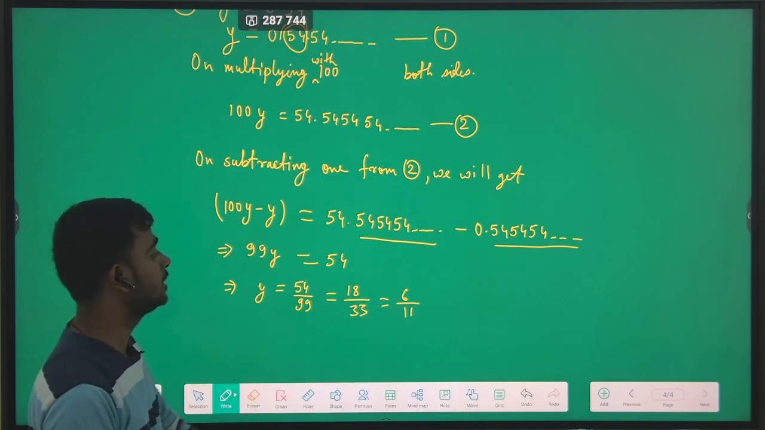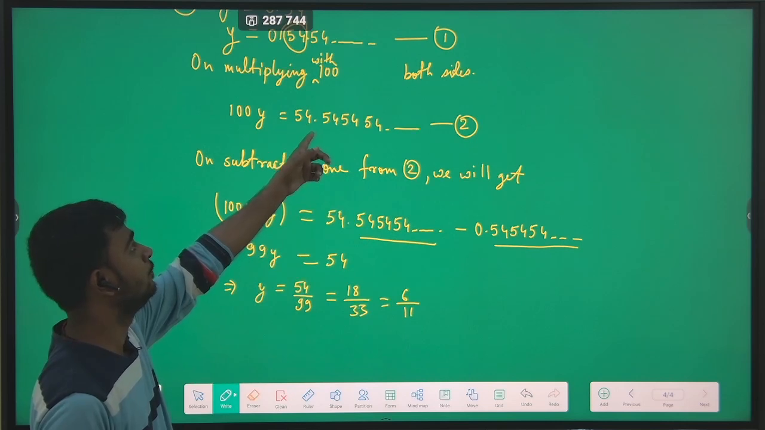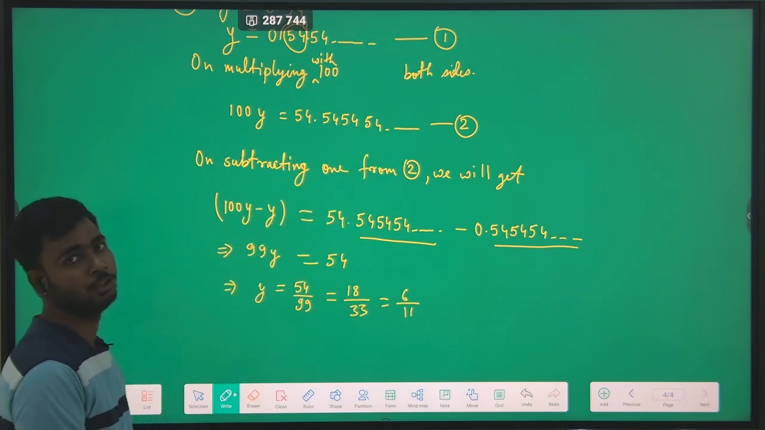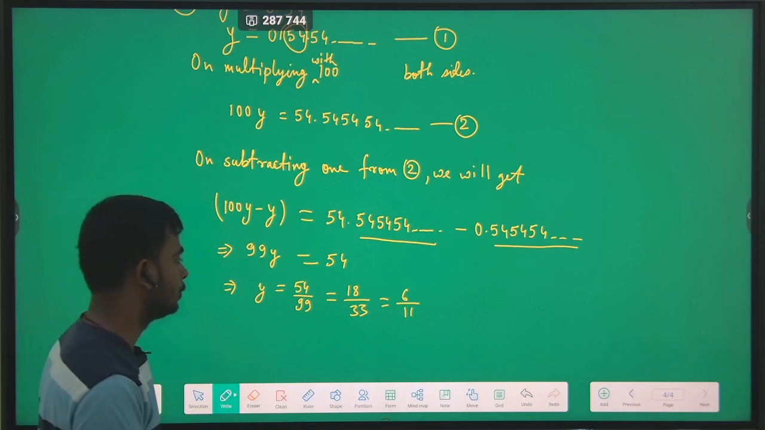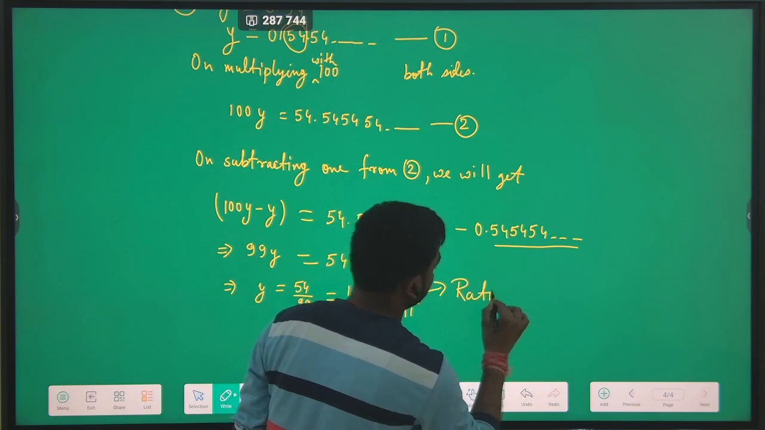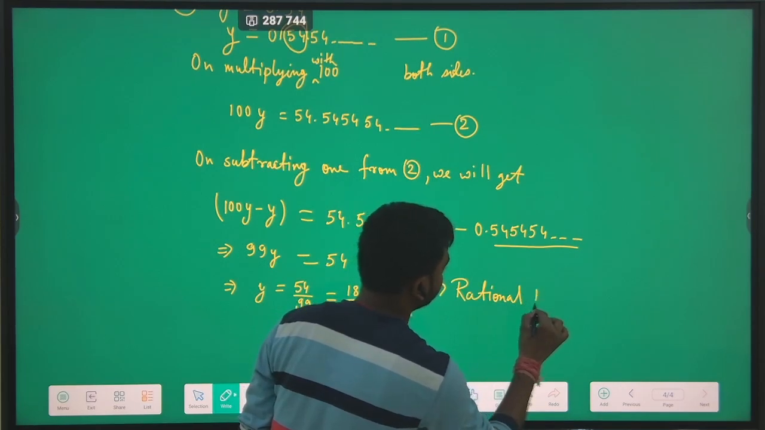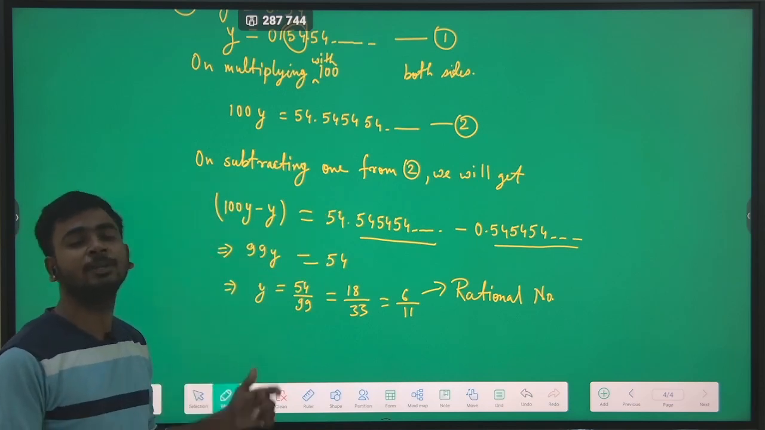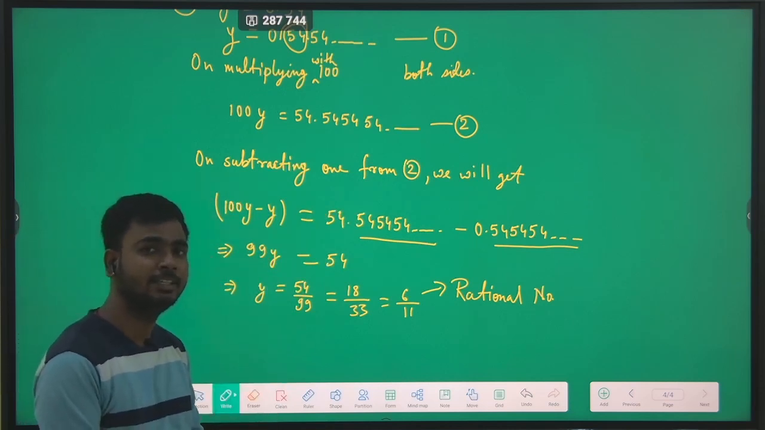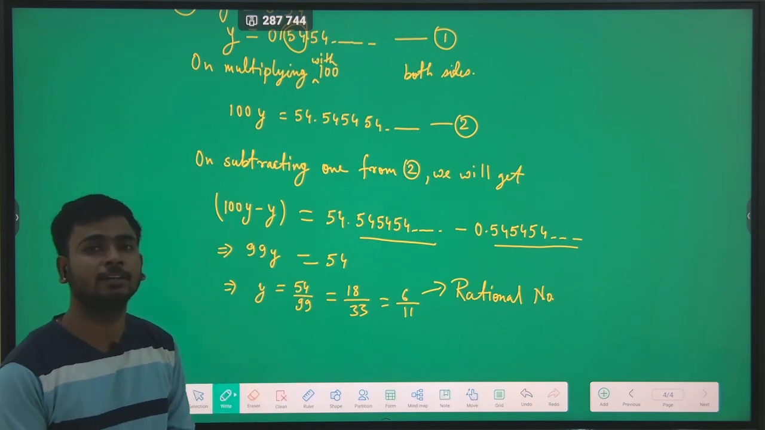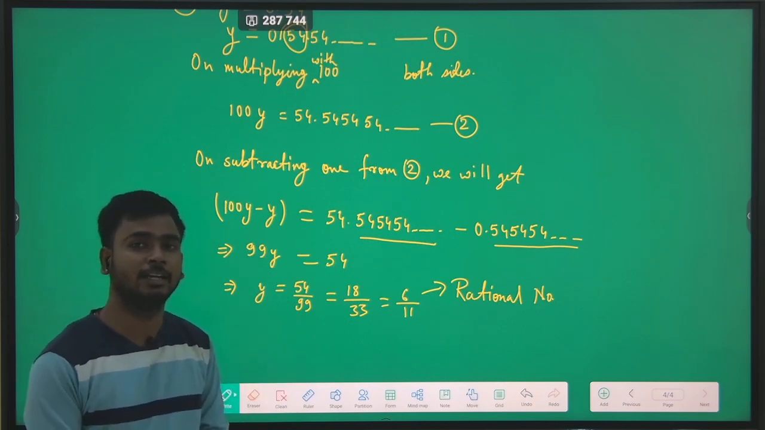So the value of 6 upon 11 is 0.545454 continued up to so on. So this is again a rational number. In this way, we can say that every non-terminating recurring decimal expansion is a rational number. This is all for today. In the next chapter lecture, we will deal with irrational numbers.